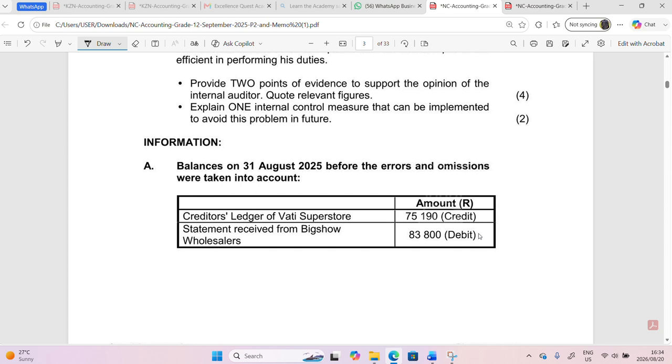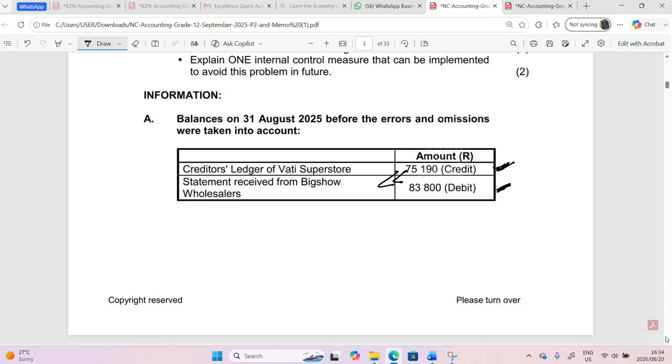So creditors ledger, on our side, we are of the view that we owe our supplier Big Show 75,190. But now the supplier, on their side, they are of the view that we owe them 83,800. Can you see those two amounts? They don't agree, they don't concur. If they don't agree or they are not the same, we need to do what? To reconcile.